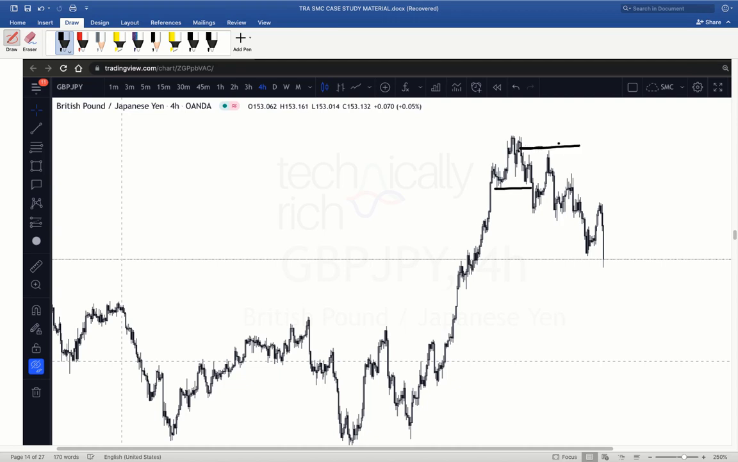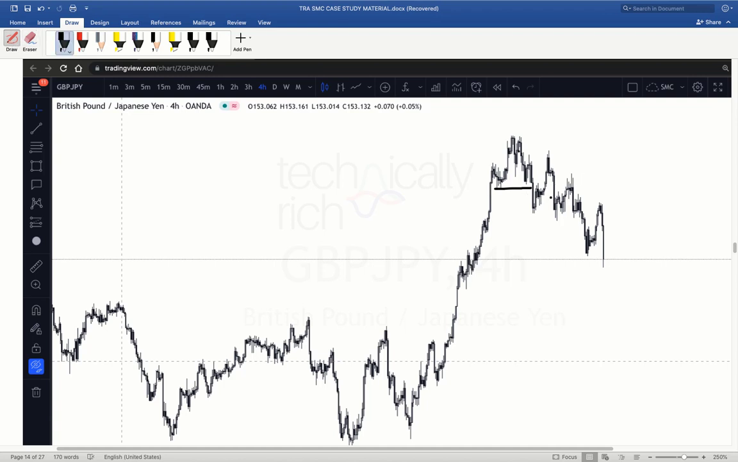Should be here. Okay, we missed. Would have missed that one in particular because price did not actually get to this side. It stopped somewhere around there. Did not get to here. So we would have missed that one. Okay, cool. But we already have that break of structure here.